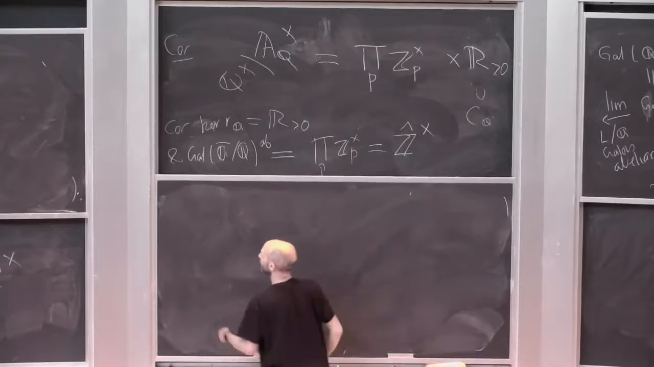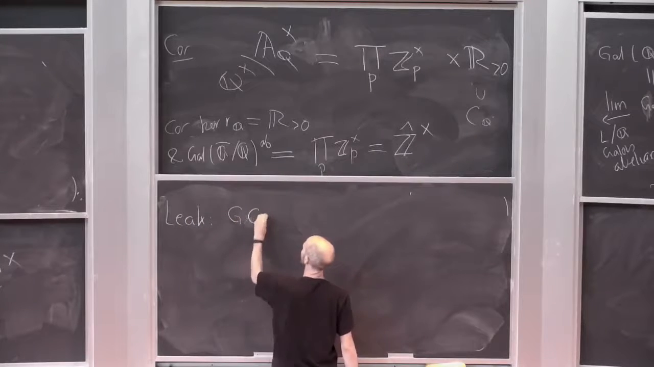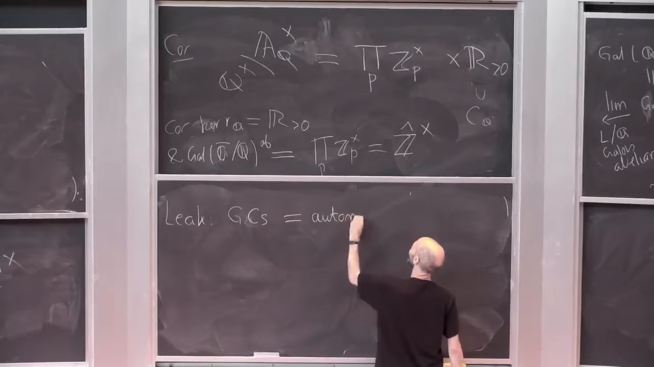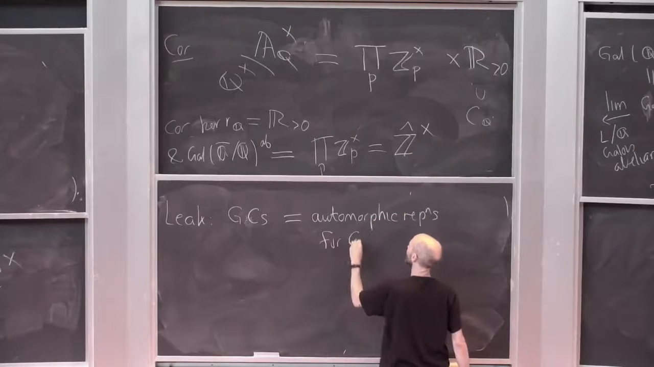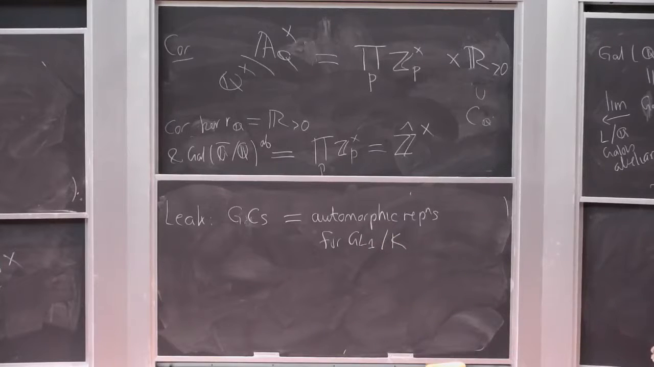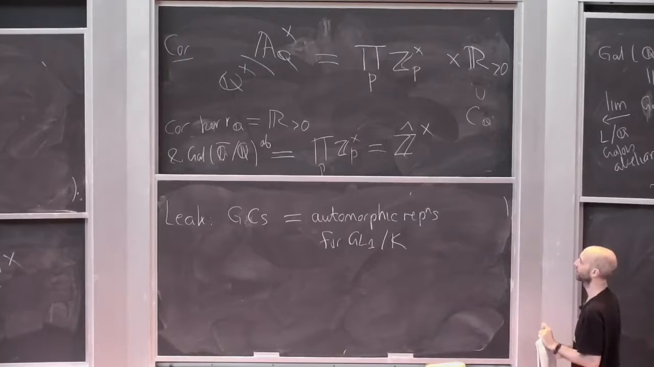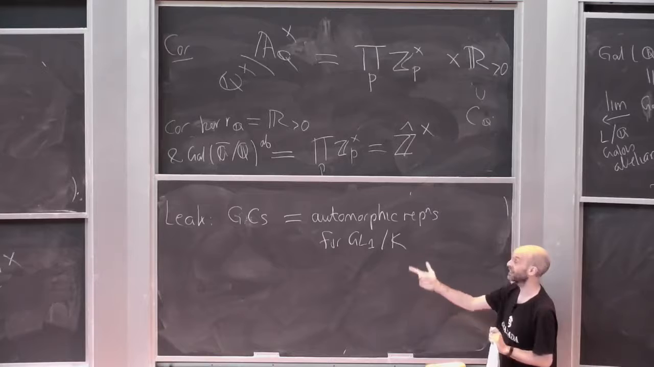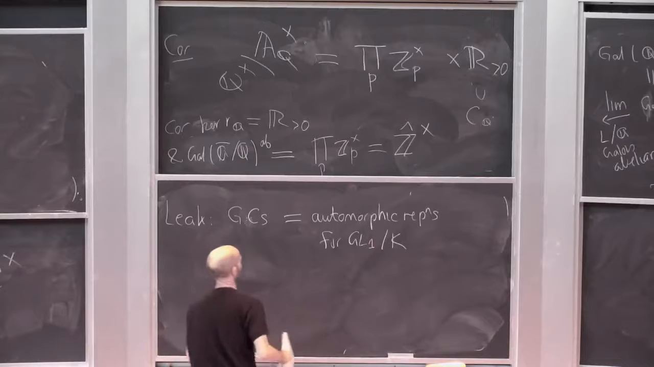So here's a leak. Grössencharacters are automorphic representations for GL1 over K. And there's a global Langlands correspondence which says things about automorphic representations relating to Galois representations. And I did all the Galois representation stuff yesterday. So that's what's happening, this is Langlands' insight, right? And now we have to figure out how to change the 1 to a 2. And so we change the 1 to a 2.